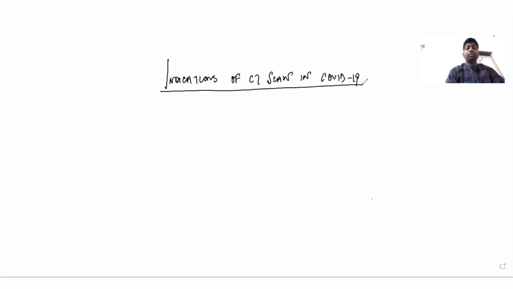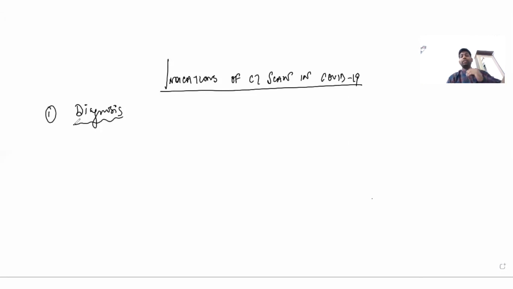Indications of CT scan in COVID-19. The first indication, as mentioned by the AIIMS protocol as well as by the Society of Chest Imaging and Intervention, both of them, is broadly speaking for diagnosis purpose. But let us understand it very clearly. In what cases do we use the CT scan for diagnostic purpose?